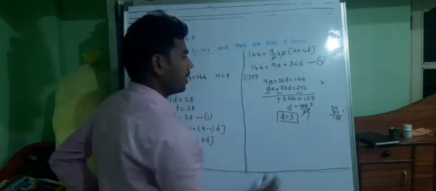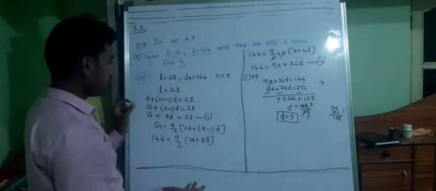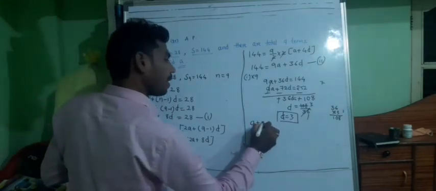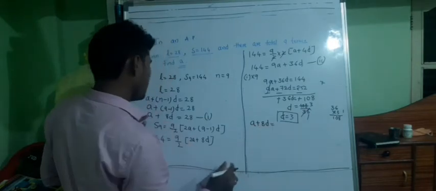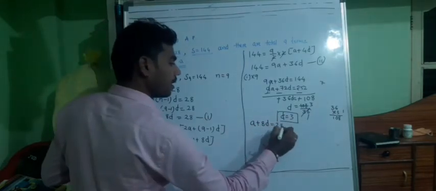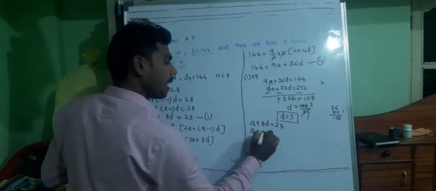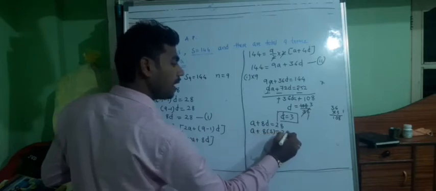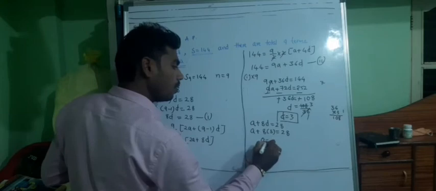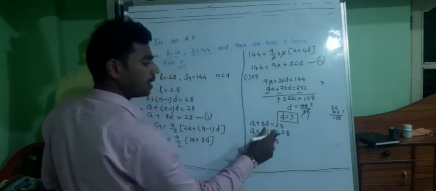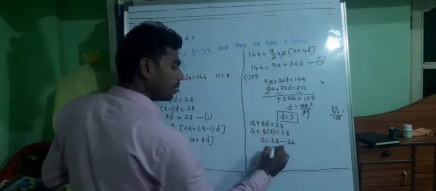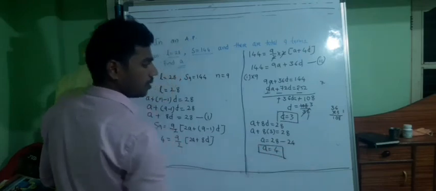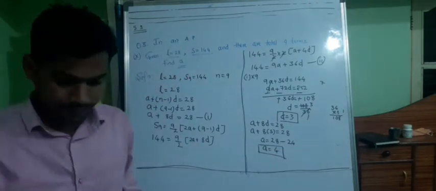I know D. So calculating A will be easier because I will make use of this one. A plus 8D is equal to 28. So A plus 8 into D, which is 3, is equal to 28. A is equal to 28 minus 8 into 3, which is nothing but 24. So A is equal to 4. Please note this down.